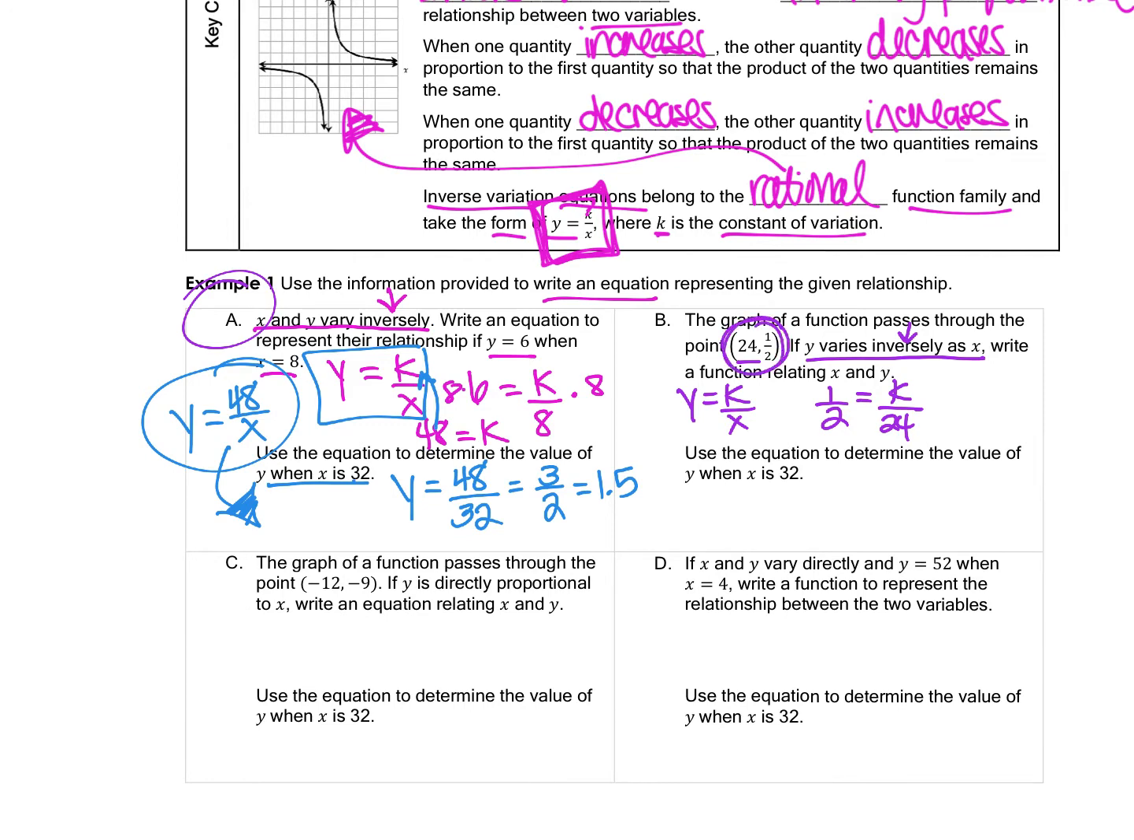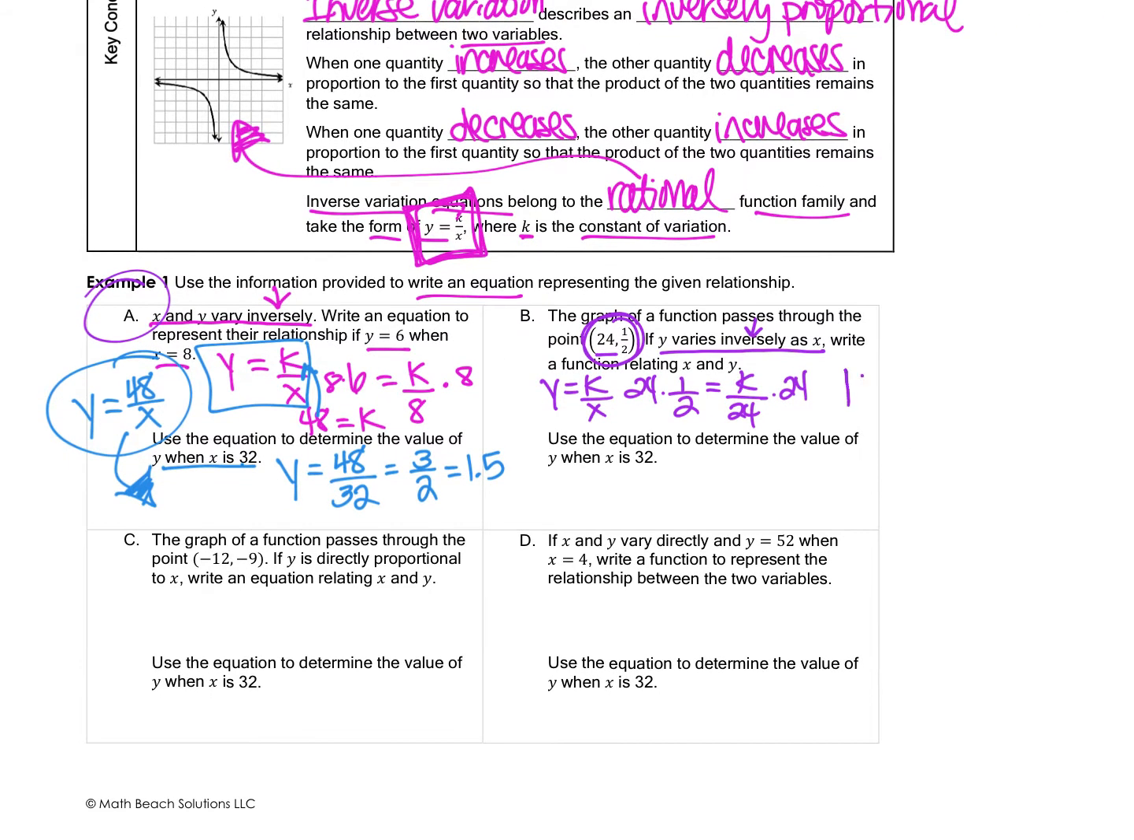So I need to find my k. So I'm going to multiply both sides by 24. And you get k equals 12. Once we find k, remember we need to substitute it back into that inversely equation. So y equals 12 over x would be your equation because it's wanting you to write the equation.